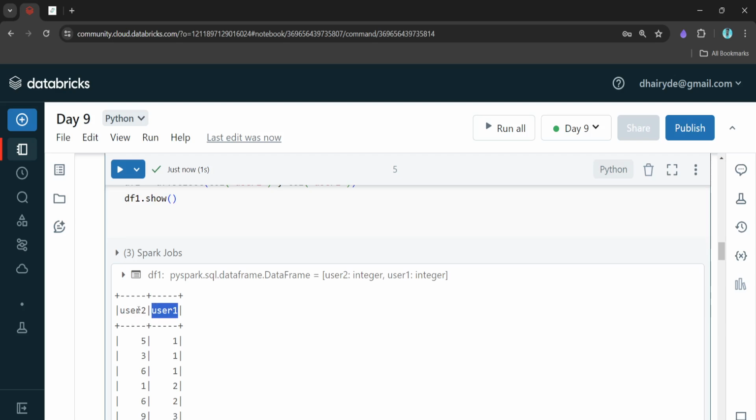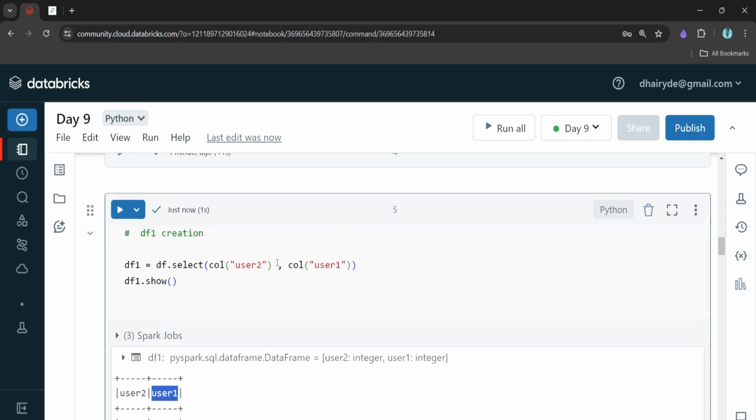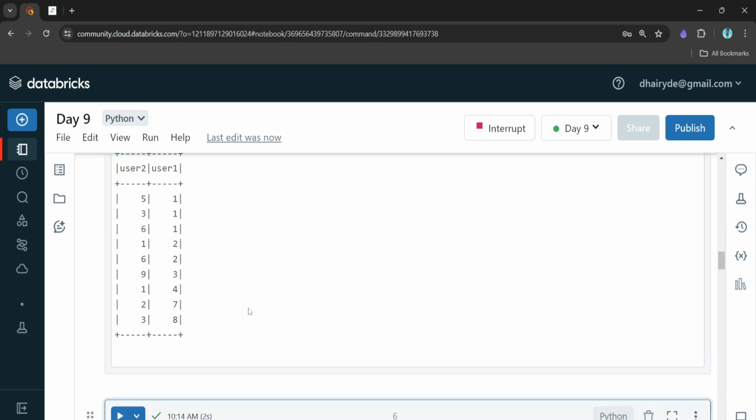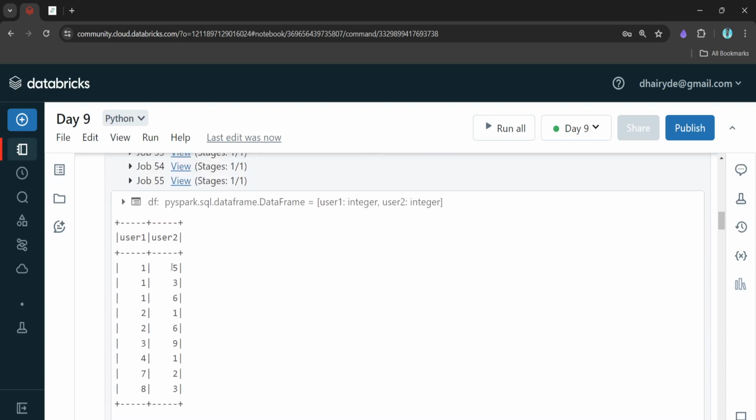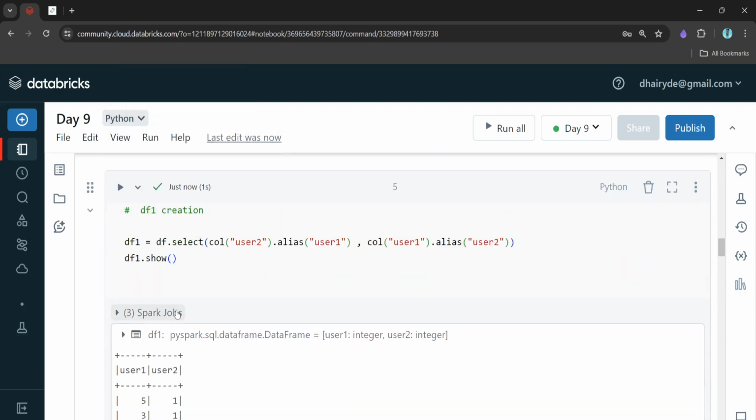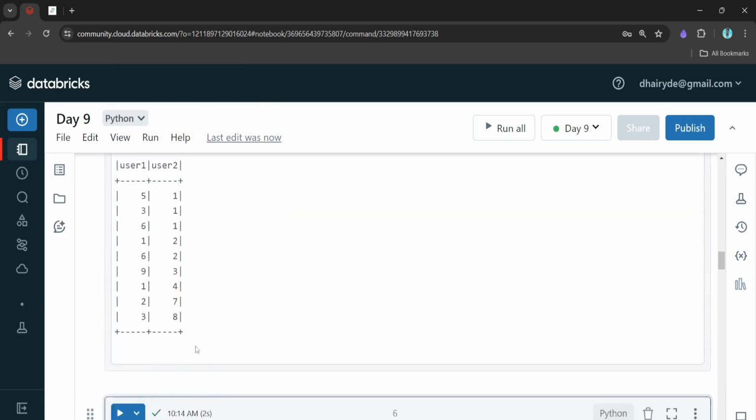right? But we want to change the names, right? So what we can do, we can simply write over here user1 and here user2, right? And let me run this. So if you see here, the column names are different, but the values are same as it is, like how we have over here, right? So column 2 became column 1 and column 1 became column 2.